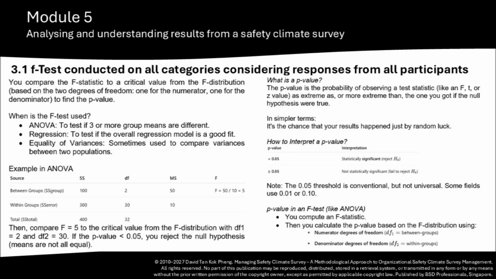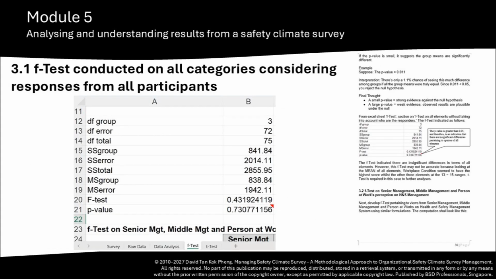If the p-value is small, it suggests that the differences between group means are statistically significant. For example, suppose the p-value is 0.011. This means there is only a 1.1% probability of observing such differences among groups if, in reality, all group means are equal. Since 0.011 is less than the commonly used significance level of 0.05, we reject the null hypothesis.